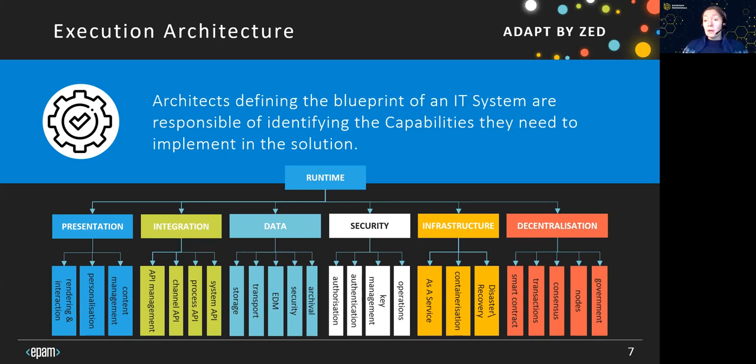Then integration. And obviously your system API management, and the three types of APIs, channel, process, and system APIs, need to be defined. And here the integration architects should work, and the set of integration documentation for your solution should exist.